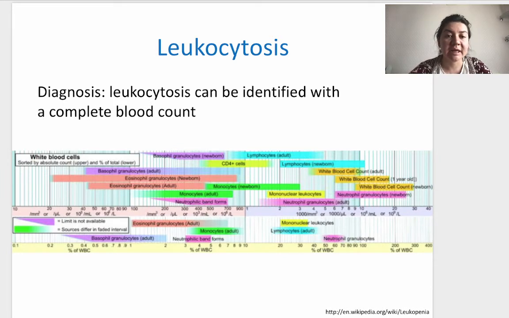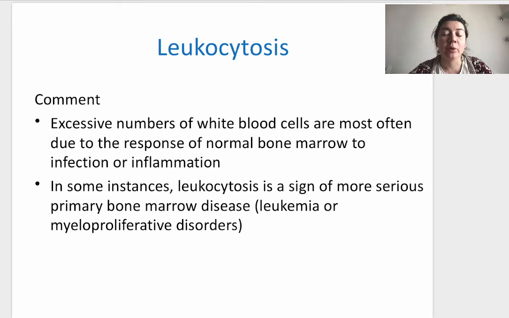Diagnosis. Leukocytosis can be identified with a complete blood count. The same scheme as the previous. Here, by the changes, you can find the place of leukocytosis. What more can I say about leukocytosis? Excessive numbers of white blood cells are most often due to a response of normal bone marrow to infection or inflammation. In some instances, leukocytosis is a sign of more serious primary bone marrow disease, like leukemia or myeloproliferative disorders.